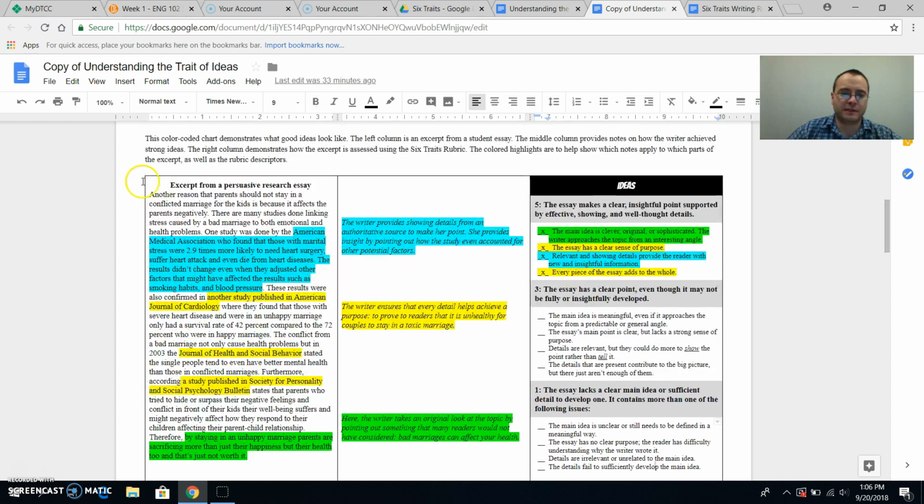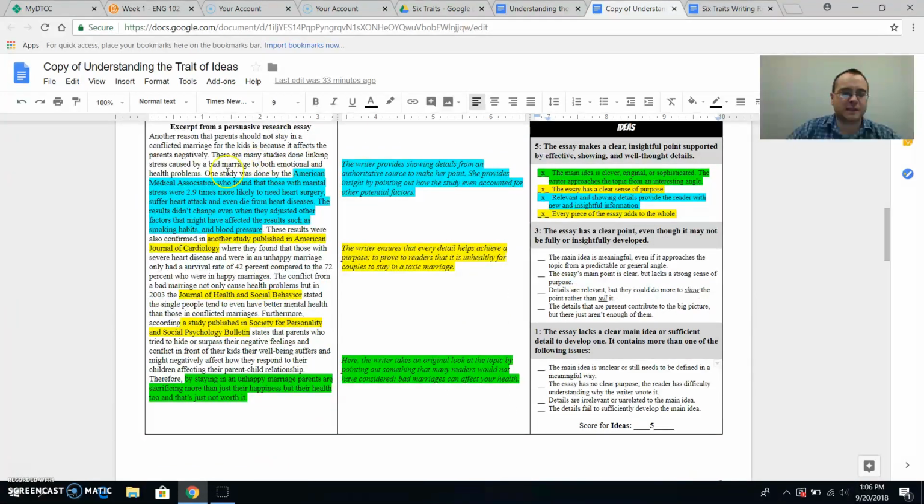So for example, we're assessing the ideas of this persuasive research essay. And I'll just read a little bit of it to give you an example. "Another reason the parents should not stay in a conflicted marriage for the kids is because it affects the parents negatively. There are many studies done linking stress caused by bad marriage to both emotional and health problems. One study was done by the American Medical Association, who found that those with marital stress were 2.9 times more likely to need heart surgery, suffer heart attacks, and even die from heart disease," and so on and so forth.